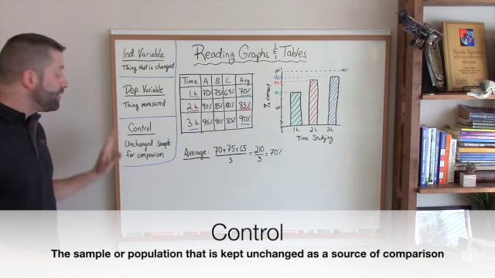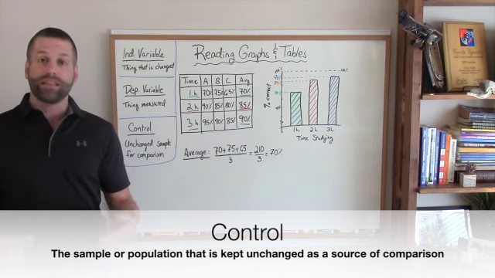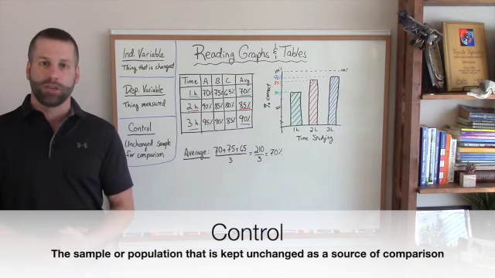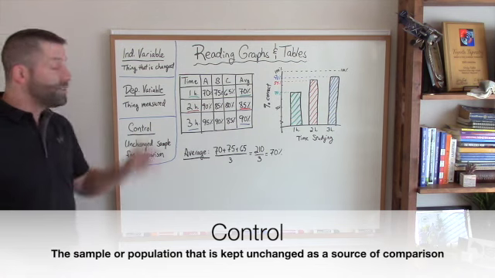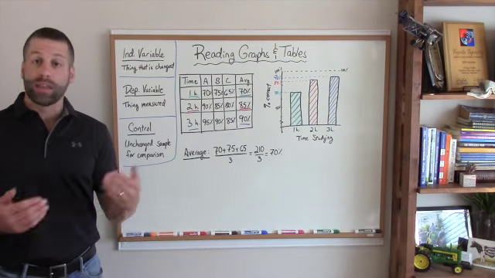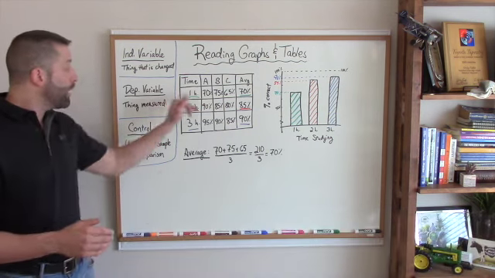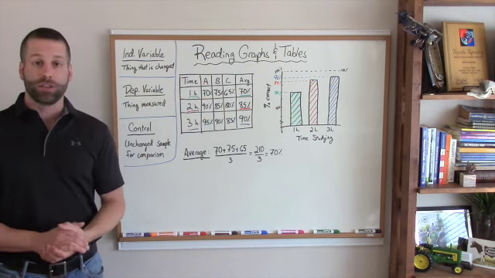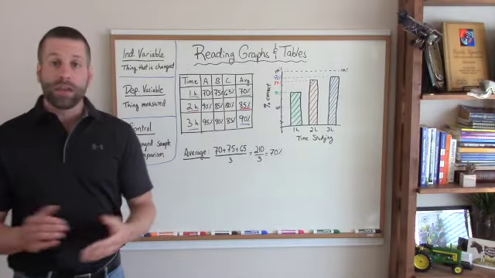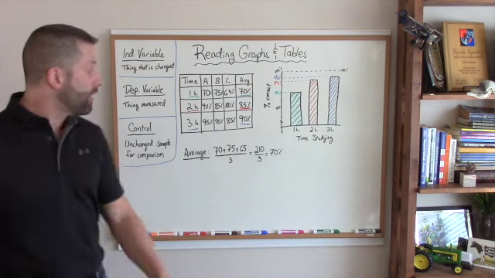The control is the thing that you are comparing against. It's the unchanged sample or population. Because our students typically studied for 1 hour the night before a test, the 1 hour data is our control population. Now that we know these things, we can now create a graph.